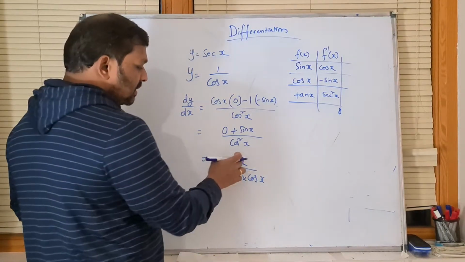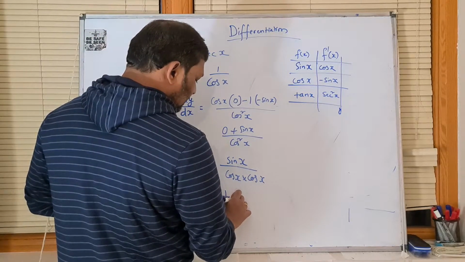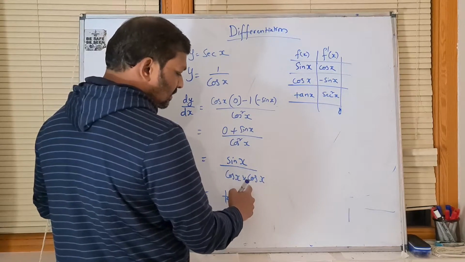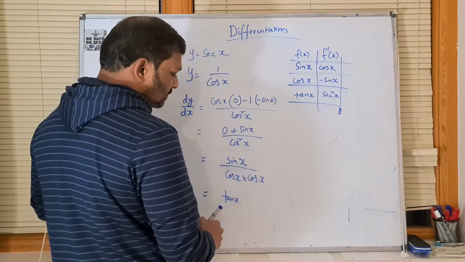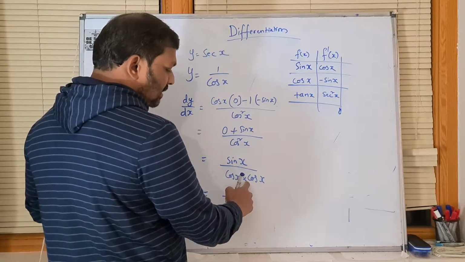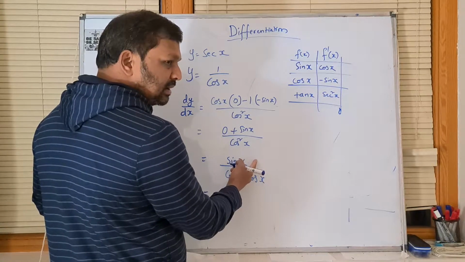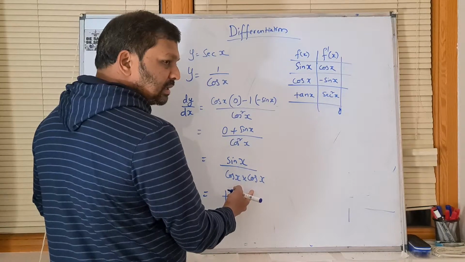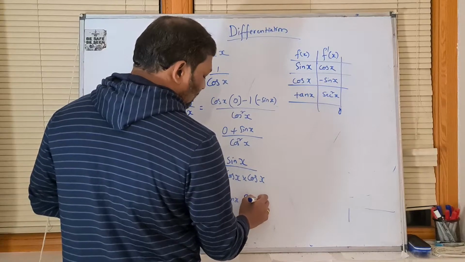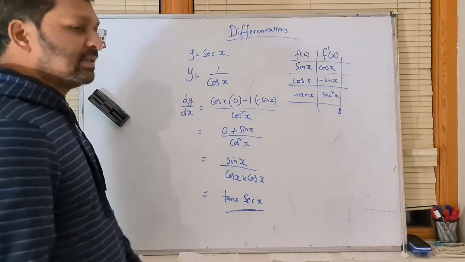So sin by cos, what is it? Tan x. And 1 by cos x is secant x. So the answer is tan x secant x.